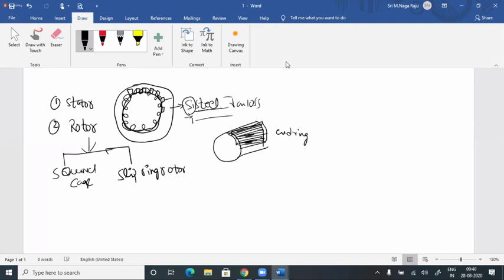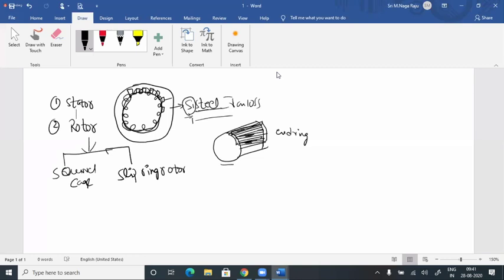Okay. See, I'm explaining very fast because already we have discussed this topic for 2 classes, second and third class. If you have any doubt in between, you can ask me. Okay. So this is about a squirrel cage rotor.